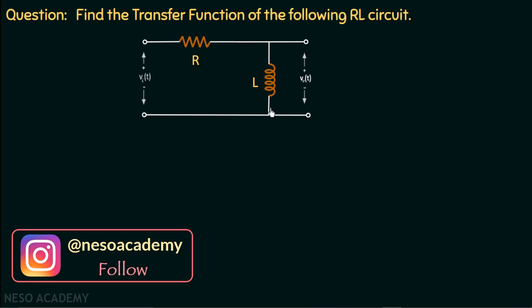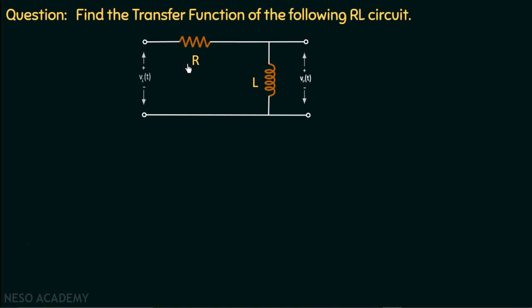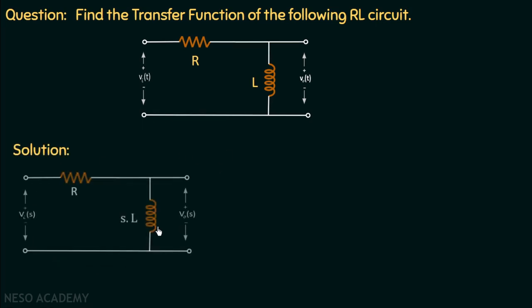In the previous problem, the output voltage was measured across the resistor, and now in this problem, we have changed the arrangement and the output voltage now is measured across the inductor, and we need to find out the transfer function. So moving on to the solution, we all know that the first step is to find out the Laplace equivalent circuit. The input voltage Vin(s) is given to the circuit, the impedance of resistor is R, the impedance of inductor is sL, and the output voltage Vout is measured across this inductor.